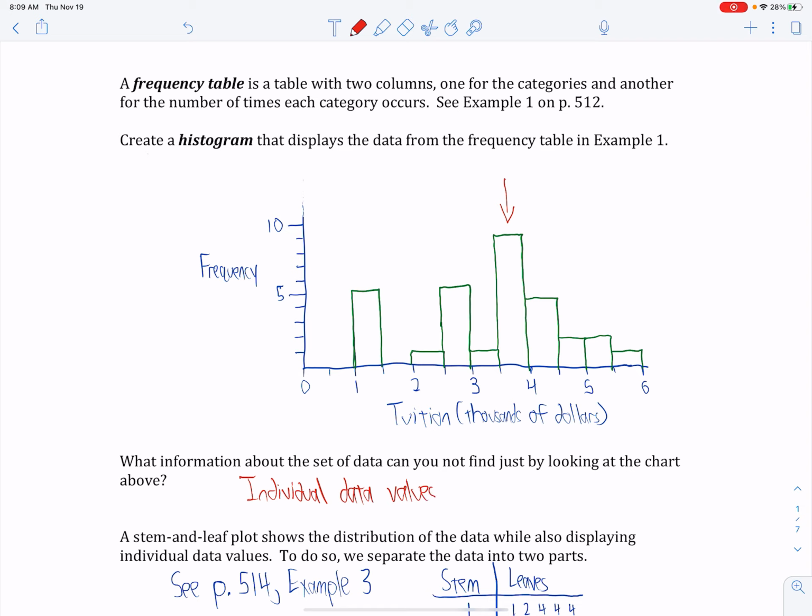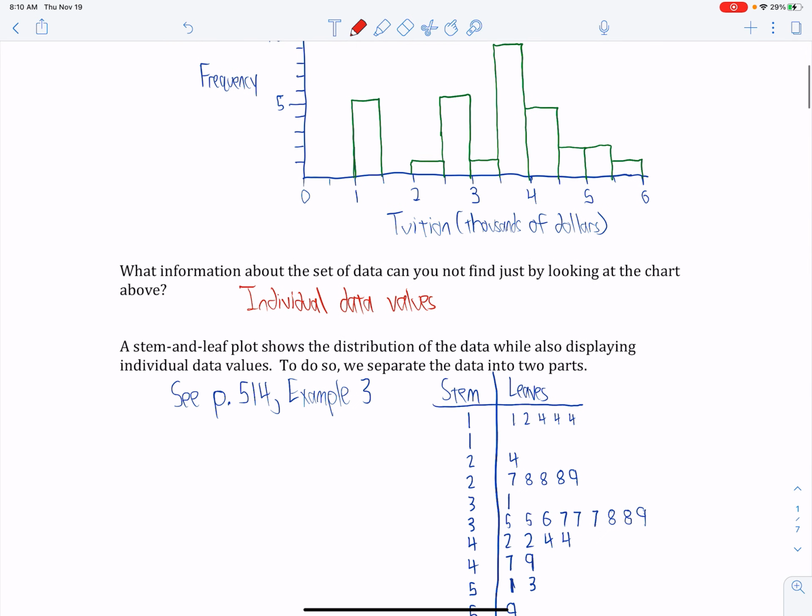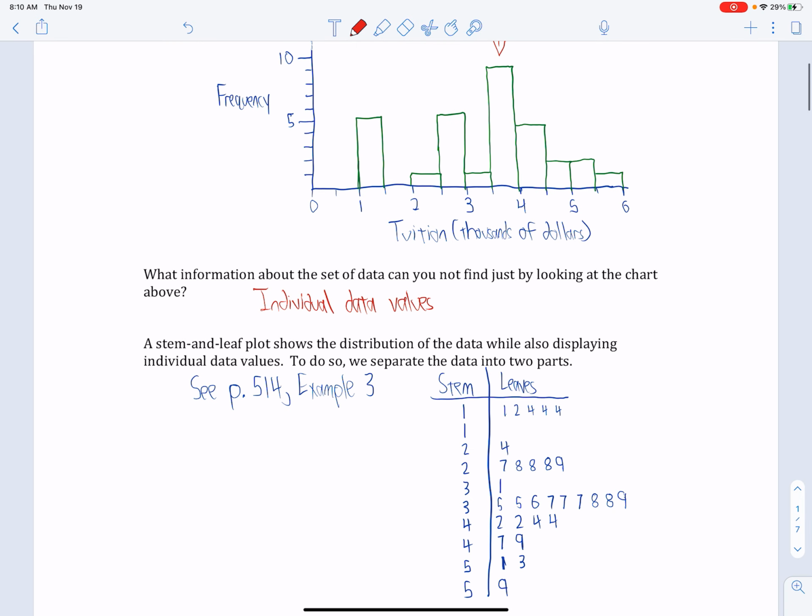So if you want to see the shape of the data, but still also be able to see the individual data values, you'll often make what's called a stem and leaf plot, where you take a number like 1.3, say, and you would split it up into a stem of 1 and a leaf of 3. Here's an example of a stem and leaf chart that shows the same data as our histogram up above.